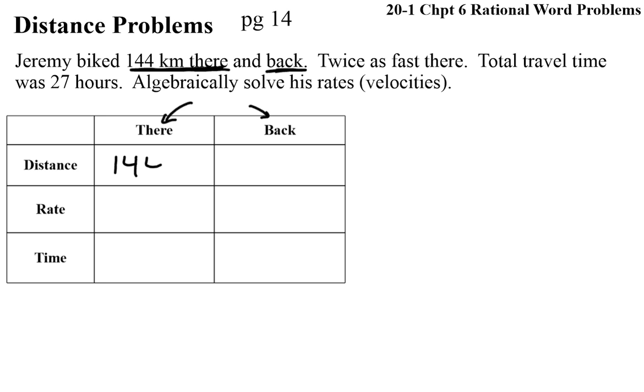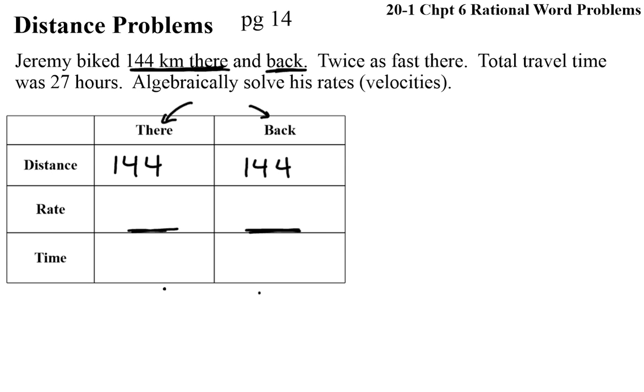What can we fill in? Well, we know that we have 144 kilometers there and 144 kilometers back. Pretty straightforward. What else do we know? We know that he went twice as fast there. So we know the rate going there was quicker than the rate coming back. And it tells us that there was 27 hours.